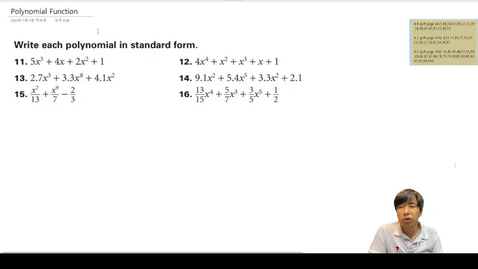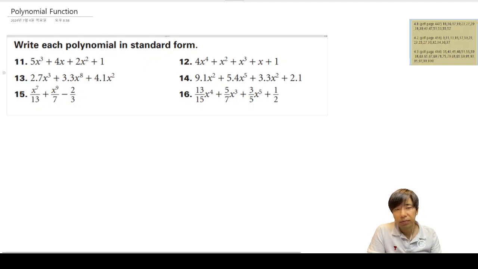자, polynomial function section 4.1, 4.2, 4.3 숙제, homework, 문제풀이 시작한다. 오케이, 여기 오른쪽 위에 해야 되는 문제들 내가 리스트 해놨는데, 오케이, 11번부터 number 11. Write each polynomial in standard form.